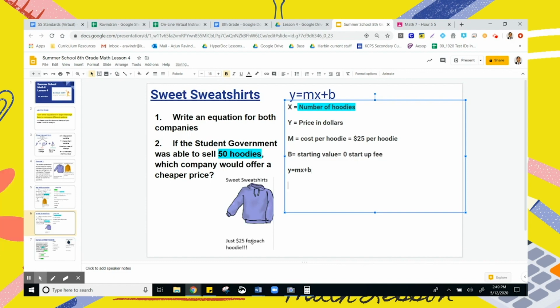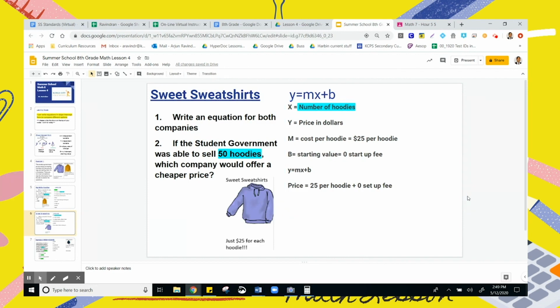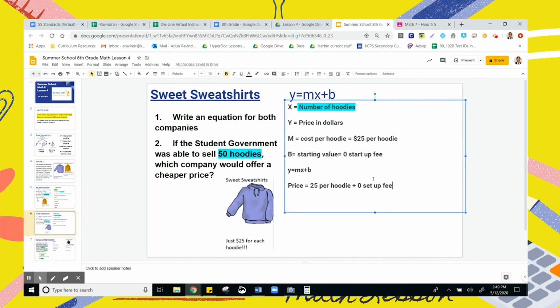So we can now make our equation. The price is equal to $25 per hoodie plus a $0 setup fee or startup fee. This is a proportional equation. Y equals kx. So we can now write this as an equation. Y, instead of price, is equal to 25x. The word price represents Y, and X represents hoodies.